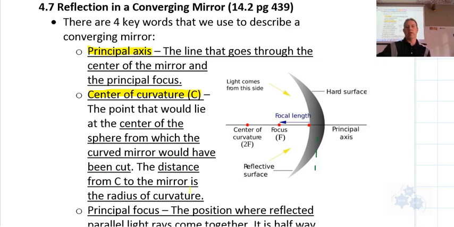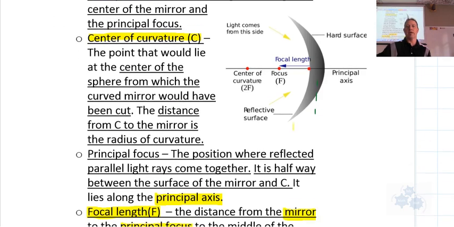Okay. Now, the radius of curvature, that's what I just talked about. So the principal focus would be the next thing we need to know about. And that is, of course, what we just learned. All the light rays that travel parallel to the principal axis will all bounce off and travel through the focus. So any light rays that are parallel to the principal axis travel through the principal focus.